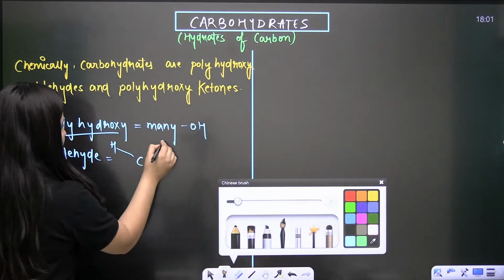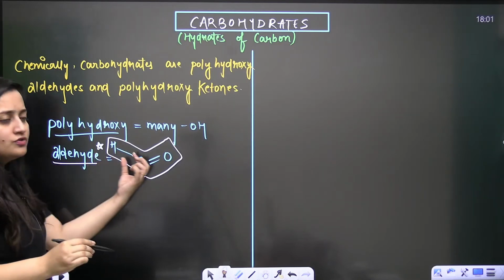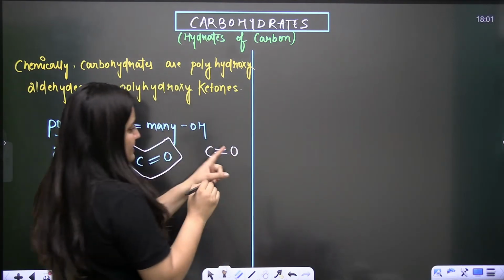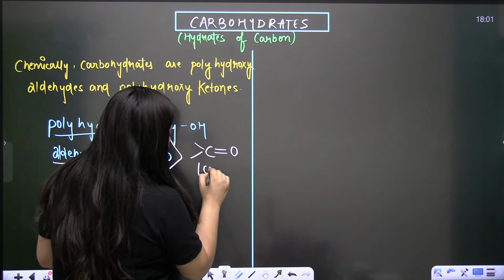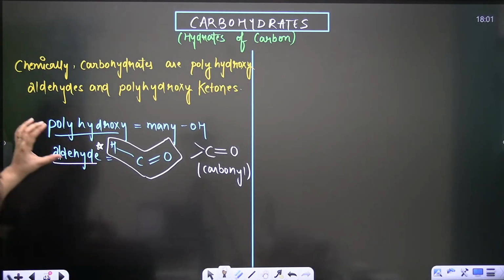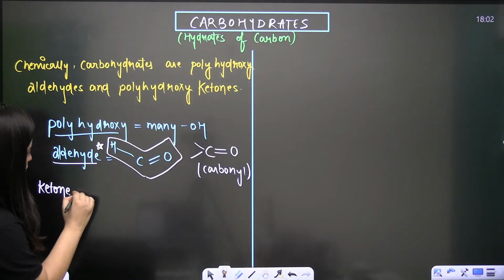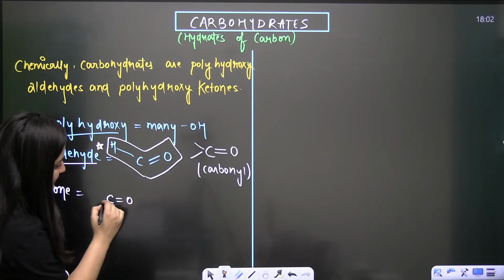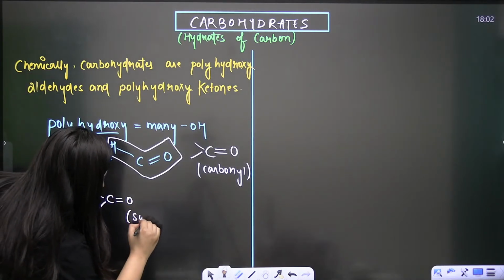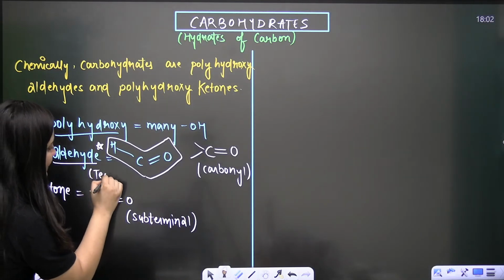So basically in this carbohydrate also, in this aldehyde group, can you see the C double bond O? Whenever there is such a group, C double bond O, we call it carbonyl. So as I said, polyhydroxyaldehyde and polyhydroxyketone. Ketone is also another functional group. It is C double bond O, and this ketone is a sub-terminal group. This is what you need to remember. This ketone is a sub-terminal group, and the aldehyde is a terminal group.